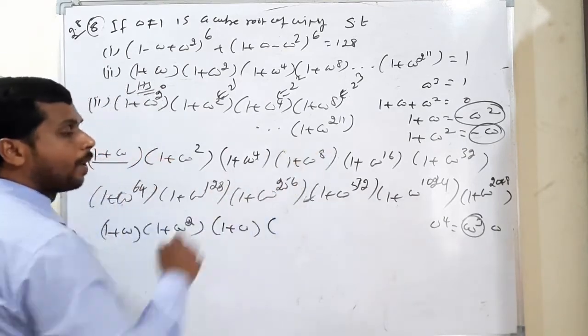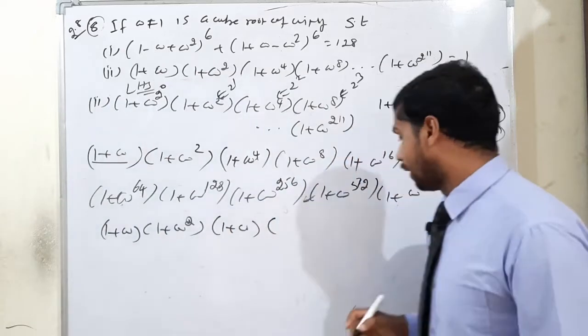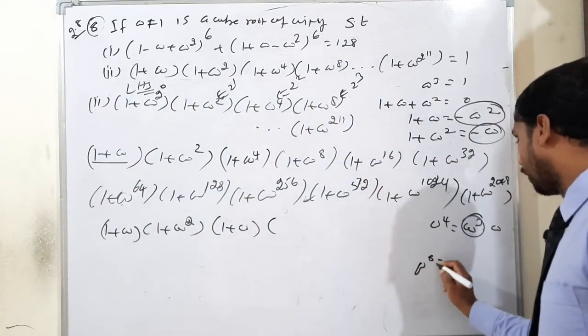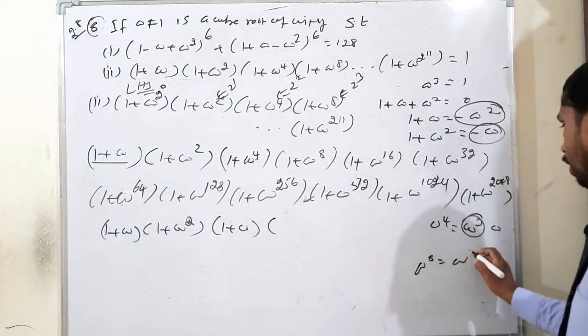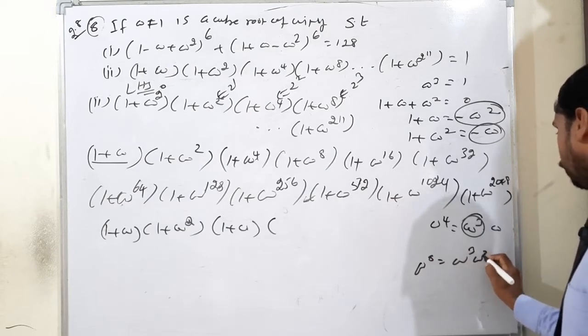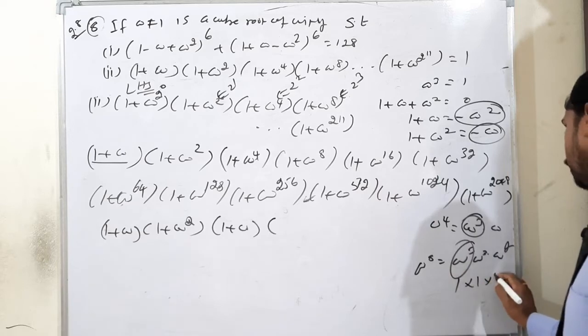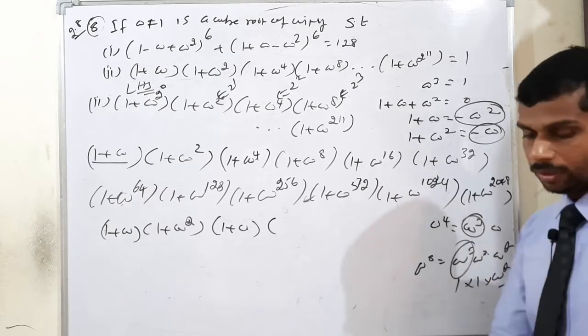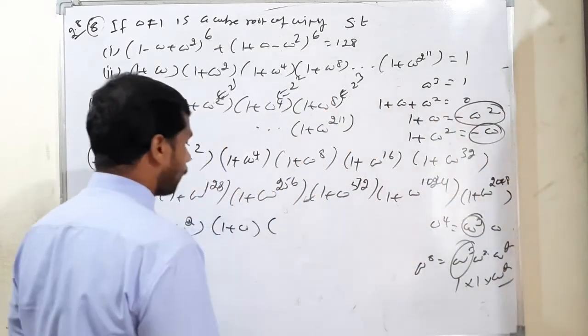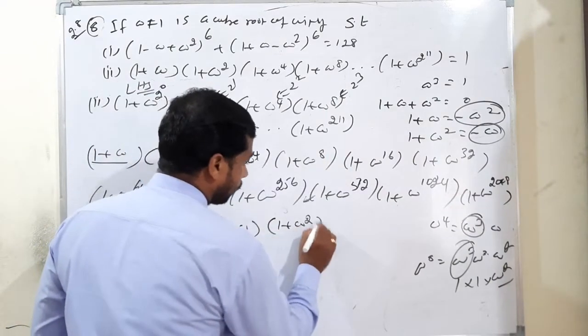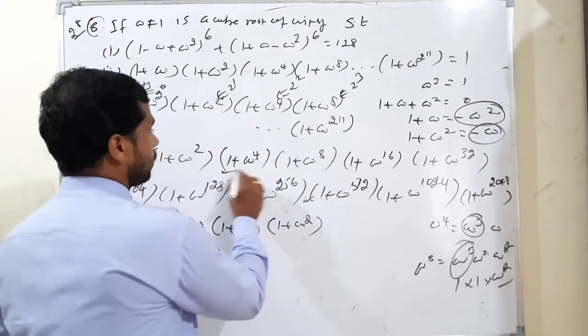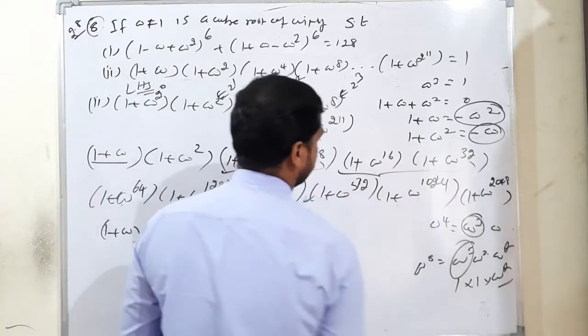Next step, omega power 8. Already you know, omega power 8 we can write as omega cube and omega square. So cube root of unity means 1. 1 into omega square, so omega square only will come instead of 1 plus omega power 8. So 1 plus omega square. Third pair, look at there. This is second pair. Third pair, look at again third pair.